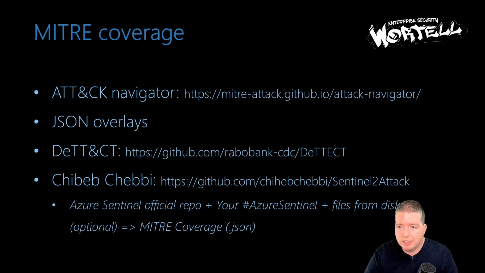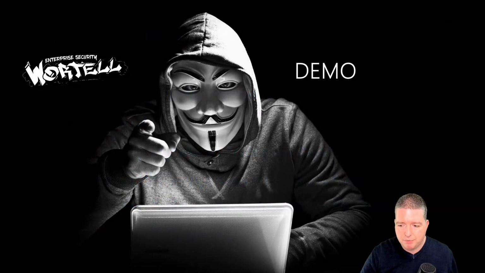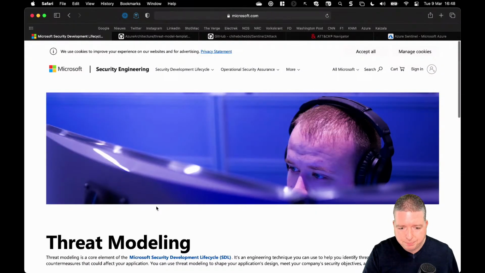Another one I want to call out is from a great community guy called Chebby. I'm hoping I'm saying it right. Sorry, Chiheb. But he built a Sentinel-2-ATTACK script that takes information from the official Azure Sentinel repo. It takes information from your Sentinel environment and, optionally, files from disk for certain manual things you've set up, and then generates a JSON file that you can load in ATT&CK Navigator. That's something I want to show you.